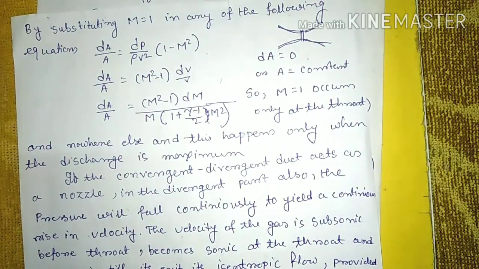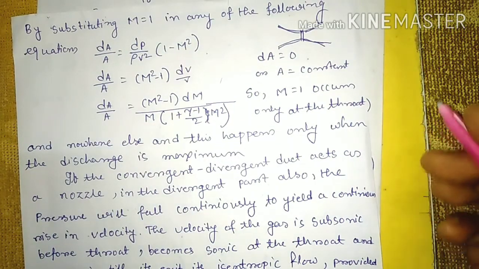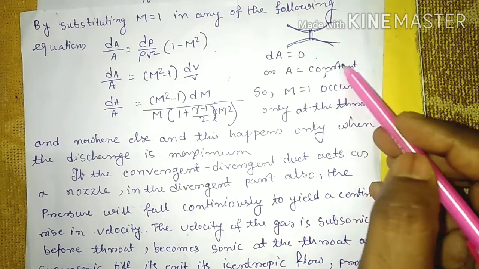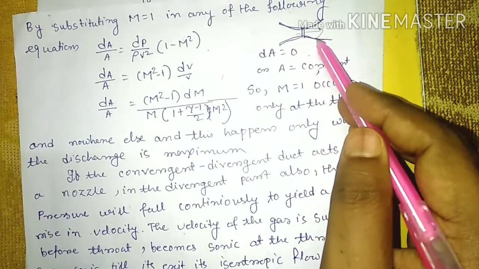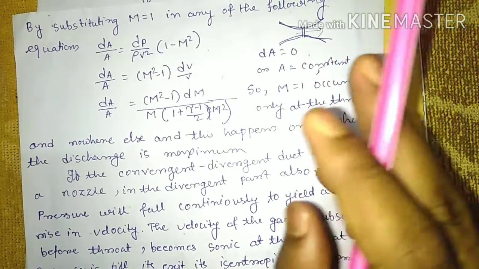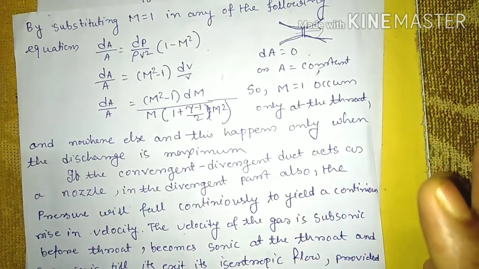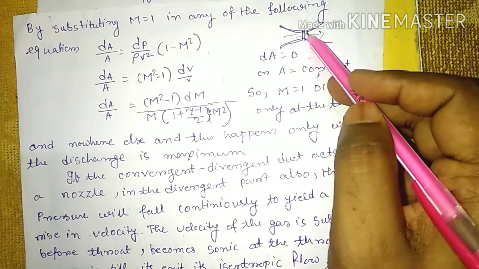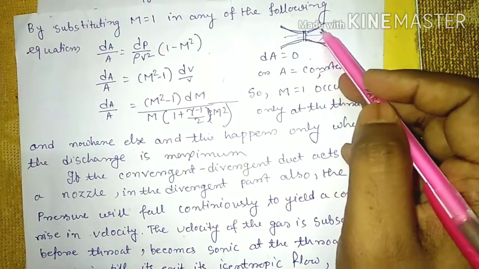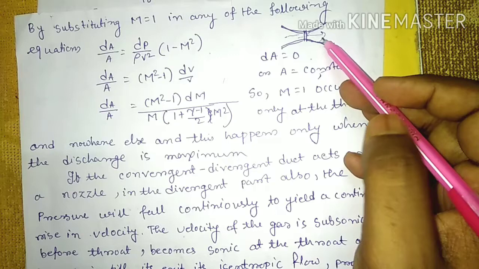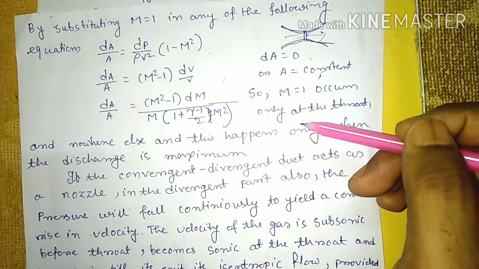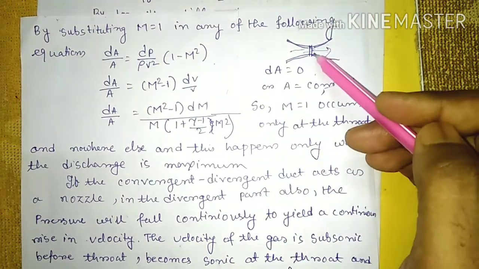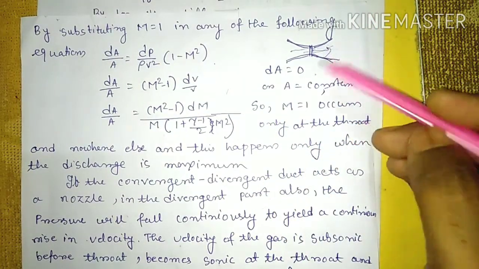Now in a convergent divergent duct acting as a nozzle, in the divergent part also the pressure will fall continuously, to yield a continuous rise in velocity. When the fluid passes through this divergent channel, the pressure will decrease and the corresponding velocity will increase.